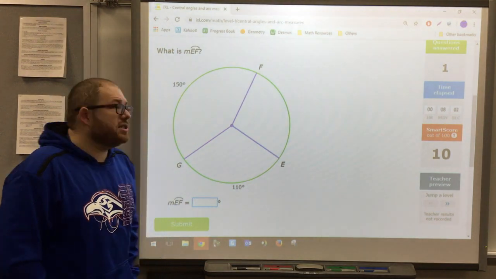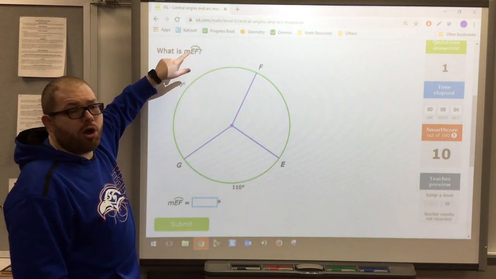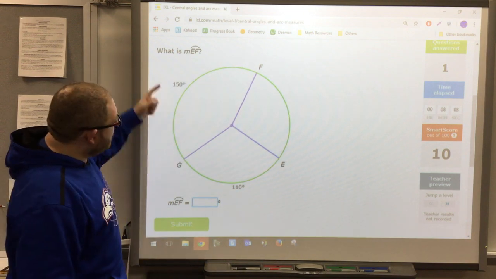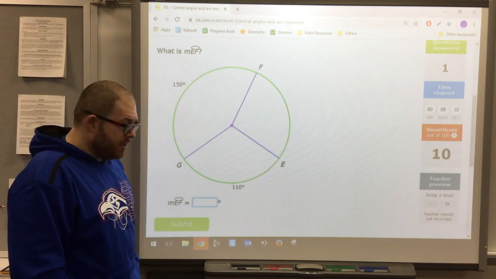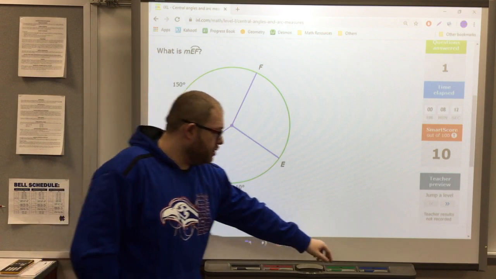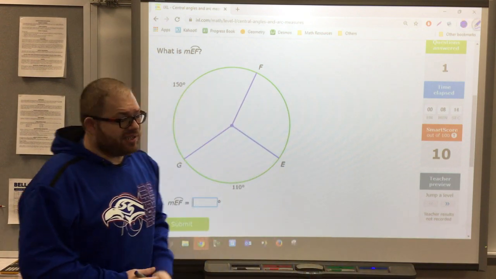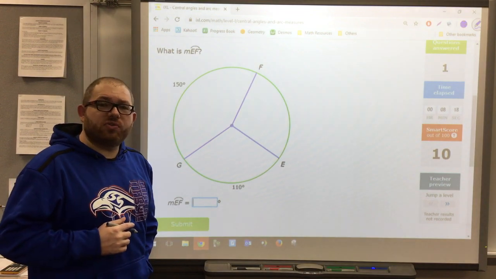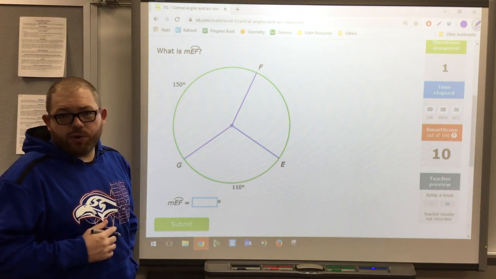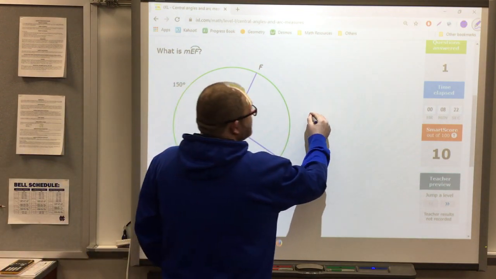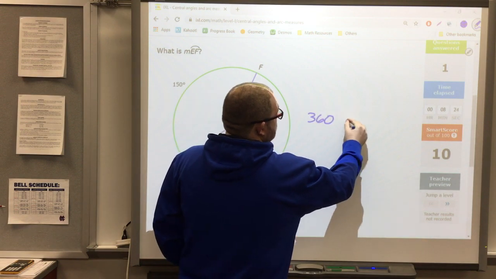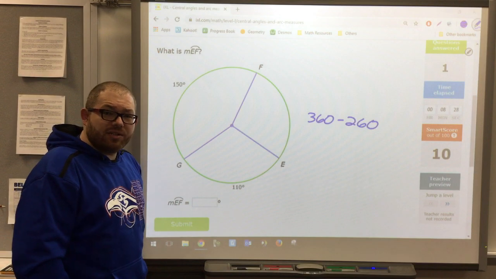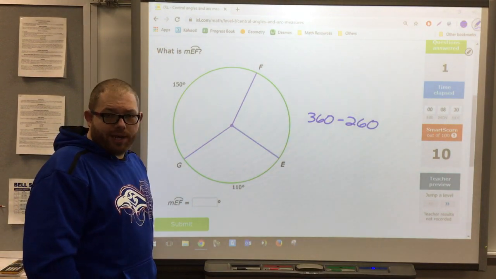So in this first example, we're asked to find arc measure EF. And then we're given two of the other arcs. They add up to 260 degrees. Since the entire circle is 360 degrees, I simply subtract. And that's going to give me an answer of 100 degrees.